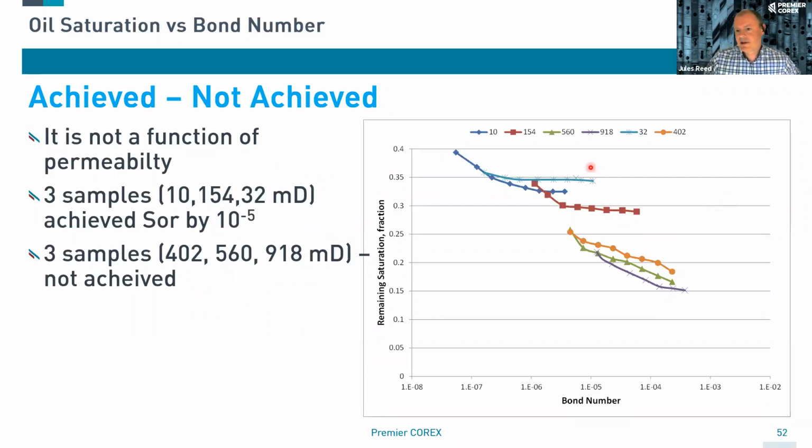Some other samples, another case where some were achieved and some not achieved. So all of these samples have achieved residual, but quite high residuals in this case, 30 to 35%. Whilst these samples here, and again, these are some of the lowest permeability samples, they have achieved it probably because they were water wet. Whilst these samples, which are more mixed wet, again, very high bond numbers, but still haven't yet reached the true residual oil saturation.